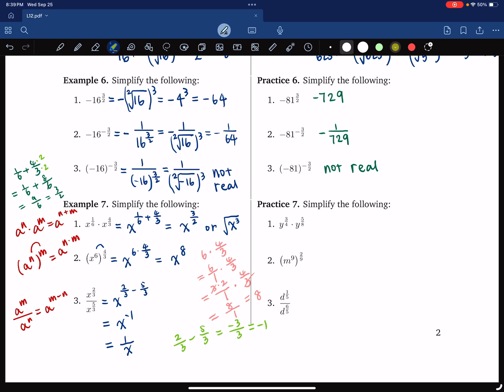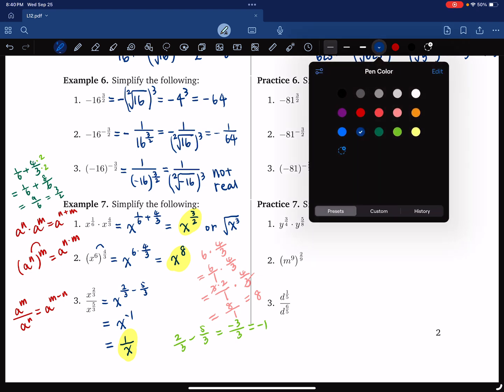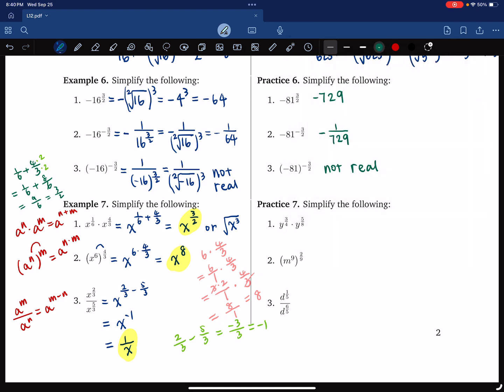So let's highlight the final answer in this problem. Makes it a little bit easier for you to see. Those 3 are the final solutions. All right, I'd like you to use practice 7 as a practice. And then after you finish them, check your solutions, see if they're right. Okay, so these are the 3 solutions to practice 7.